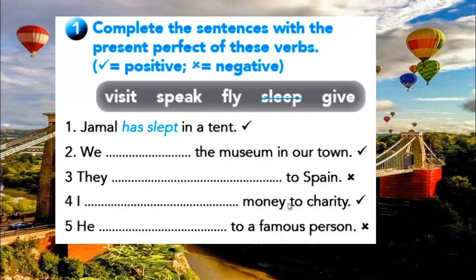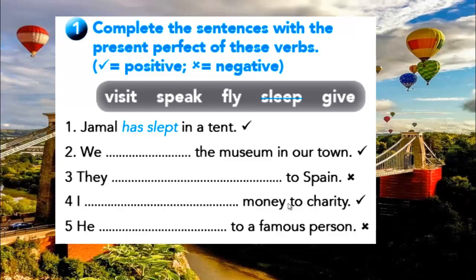Okay, the first exercise that we have here, we have 5 sentences. You have to look at the sentence at first, and you have to decide if the sentence is a positive one or a negative one. If it is in the positive form, you are going to use has, have, plus PP from these verbs. Here you have 5 verbs: visit, speak, fly, sleep, and give. Okay, you are going to use these verbs, but in the third form. Yes, that's right, PP. Excellent, good.